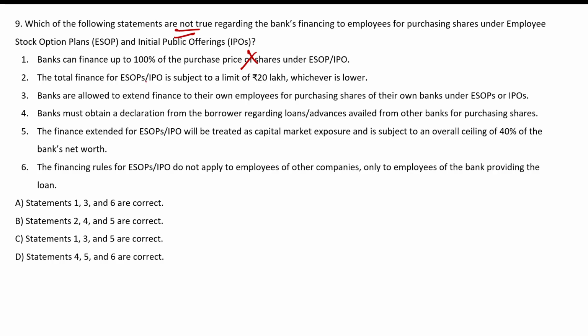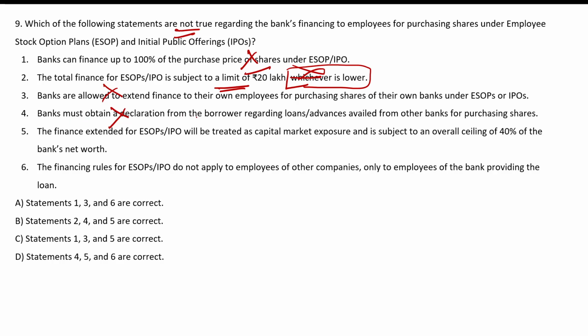The total finance of ESOP is subject to a limit of 20 lakh, whichever is lower. So this should not be there. Is subject to 20 lakhs. Yes, so this is correct. Banks are allowed to extend finance to their own employees for purchasing shares of their own banks. So no, this is not correct. This one is not correct.